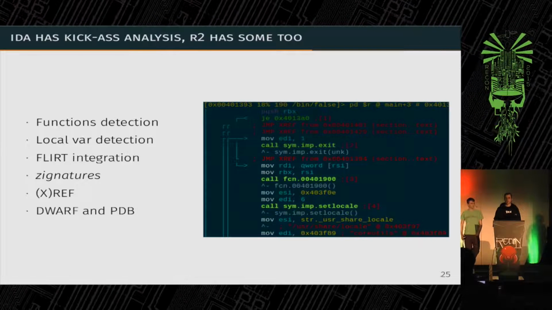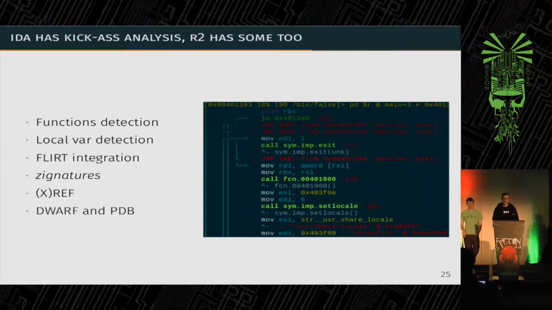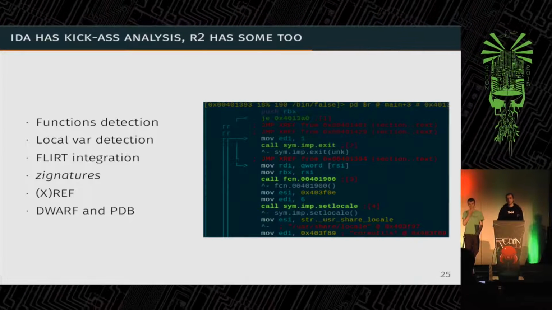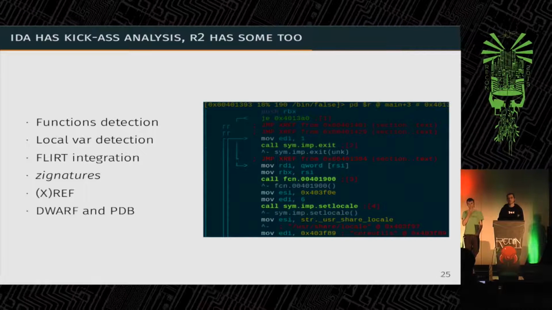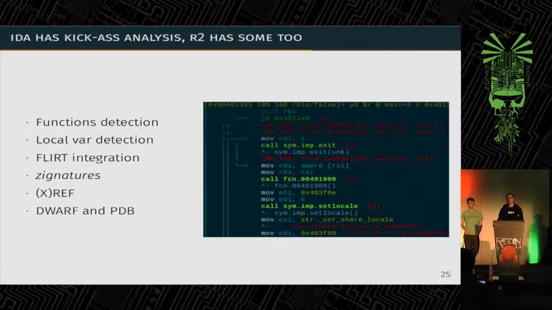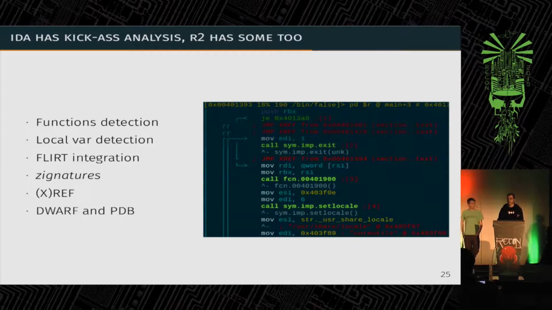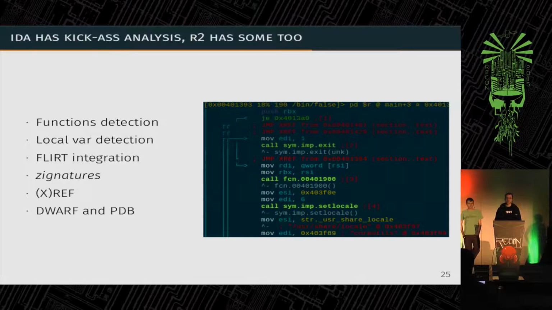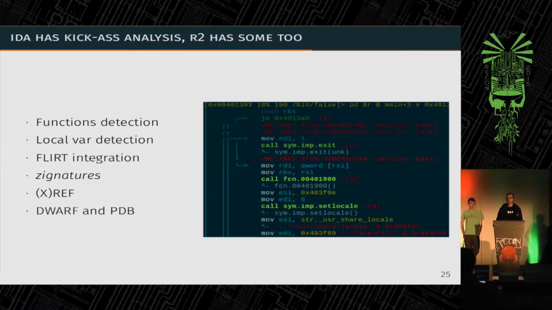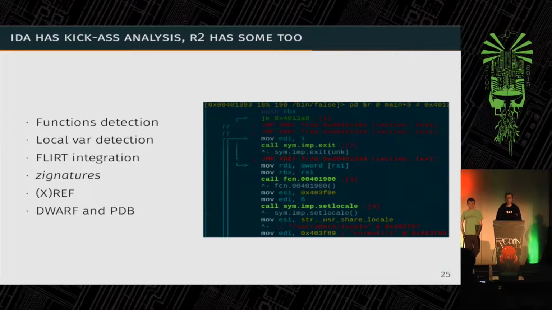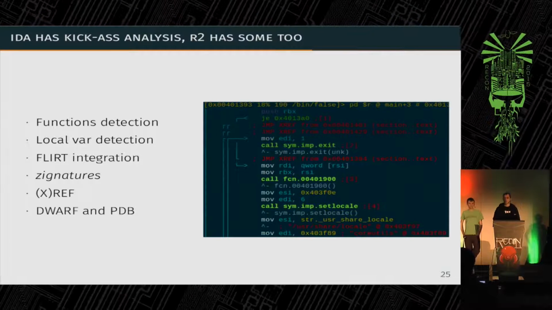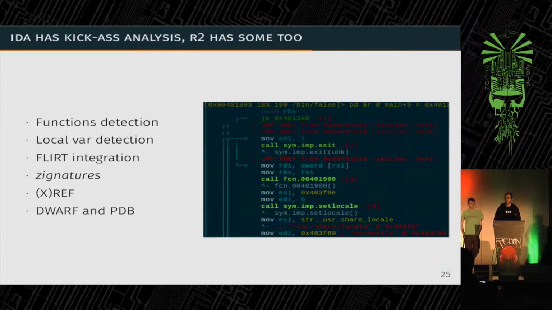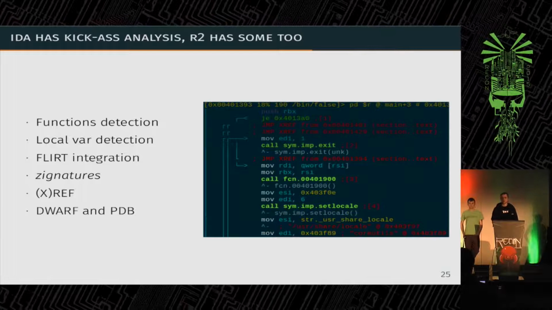IDA has some great analysis, and we've got analysis. Function detection, blah, blah, blah. FLIRT, the IDA technology to recognize functions, works in Radare2. So you can just apply your signature, and it works. And we've got signatures. To call them, you have to press Z in Radare2, like signature. And it's a little bit like FLIRT, but the Radare way. Cross-references, we also support the DWARF debugging symbols and PDB with automatic download. So you can see that there are some symbols that I recognize, like setlocale or exit.